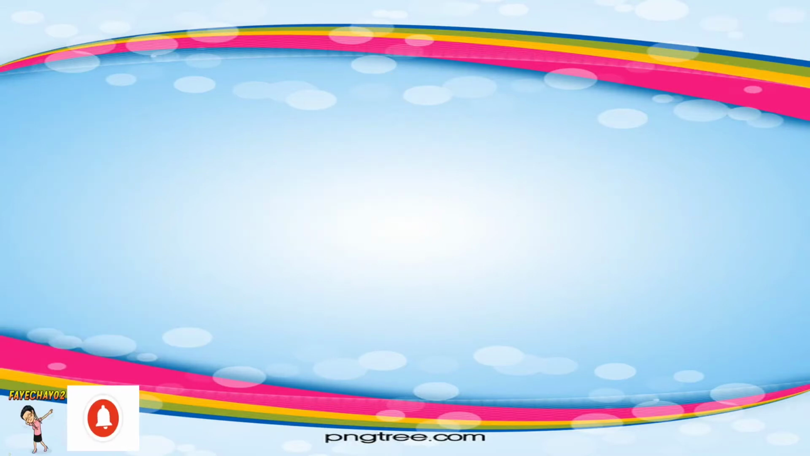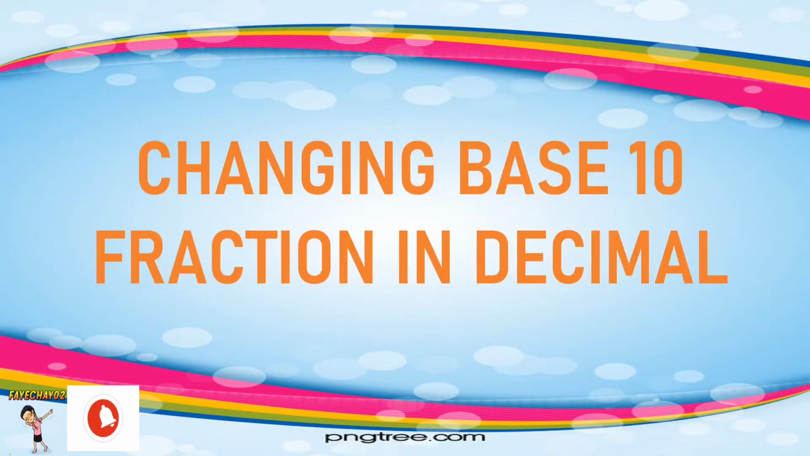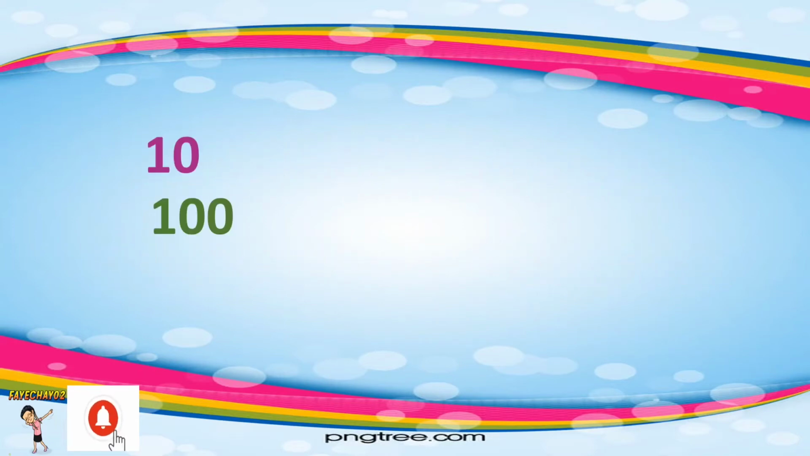Let us start our lesson for today: changing base 10 fractions to decimals. Base 10 fractions are fractions whose bottom numbers are all powers of 10, like 10, 100, 1000.